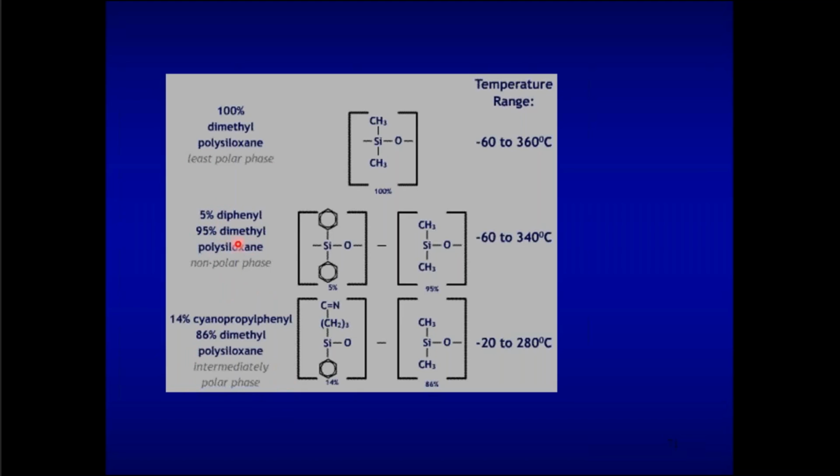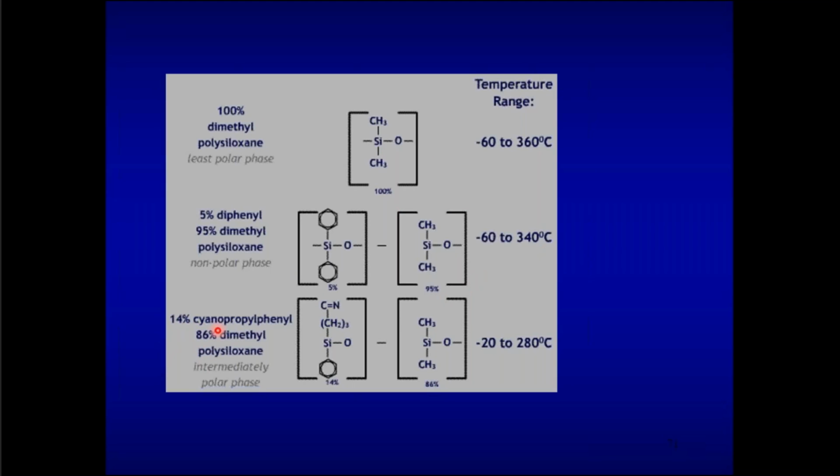By mixing it, in this case, you mix it with 5% diphenyl. So when you do this, you can see the temperature range is also changing. This is 5% diphenyl mixed with 95% dimethylsiloxane. The same 100% was giving this. When you are mixing the two, then you are getting a different temperature range.